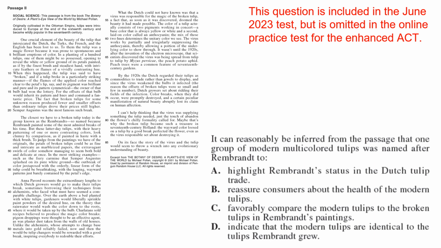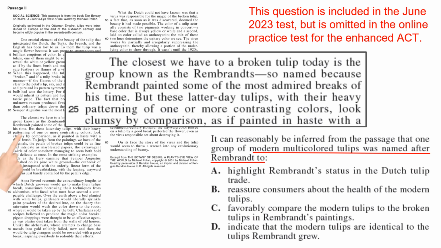This is the question that is omitted in the enhanced online practice, only 9 questions per passage in the new enhanced ACT. It is part of the original June 2023 test, so we're going to go ahead and do it. It can be reasonably inferred from the passage that one group of modern multicolored tulips was named after Rembrandt to do what? So we see this here.